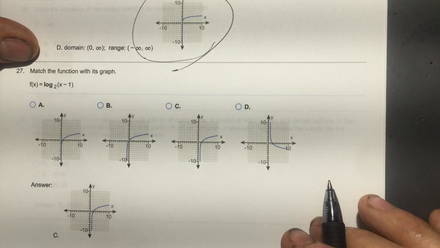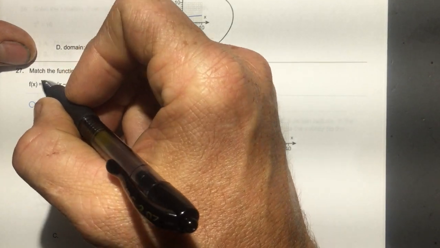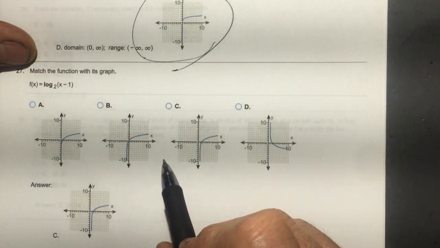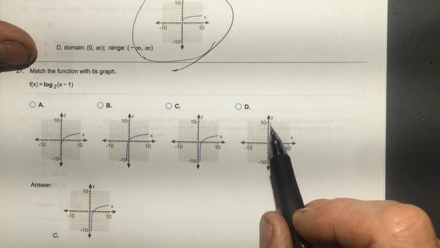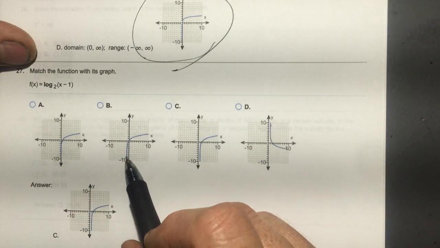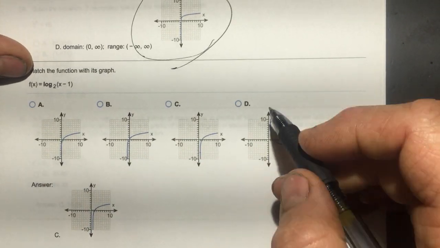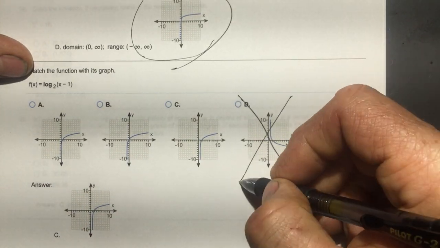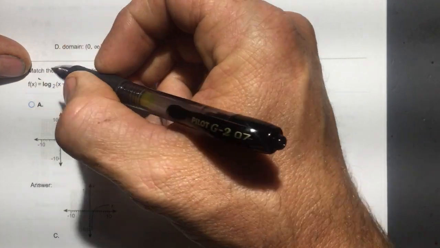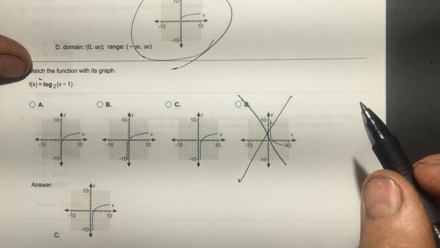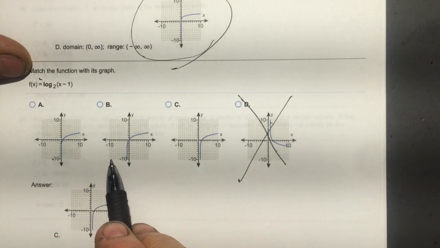Match the function with its graph. All right. This is a log again, which the tail's going down. Now, look here. All these have tails going up and down. See, this tail's going up, down, down, down. So all these are logs. Now, actually, this one's not right because this tail's going up, which means it would have a negative in front of it, and it doesn't have a negative. So that one's out. It is going down like this.